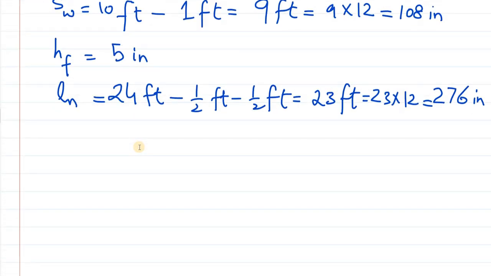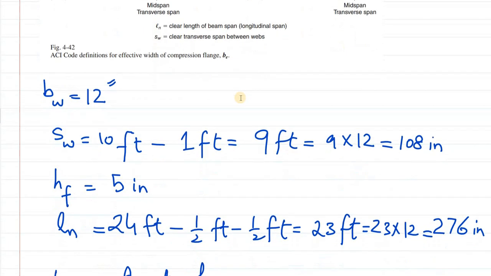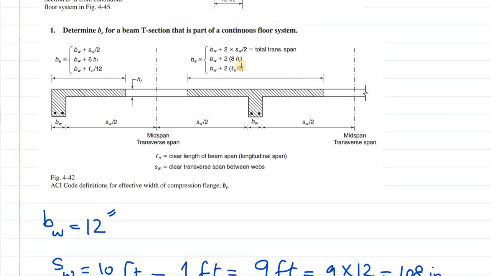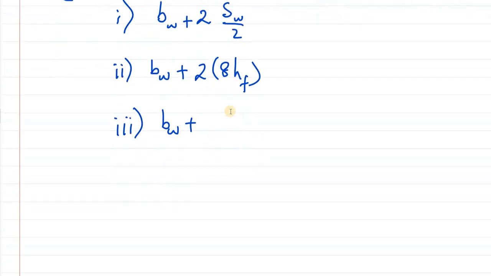I think now all of these parameters are known. Let's insert those values and calculate BE. So BE is the least value of these three. Number one is BW plus 2 times SW by 2. The second is BW plus 2 times 8 HF, and the third value is BW plus 2 times LN by 8.